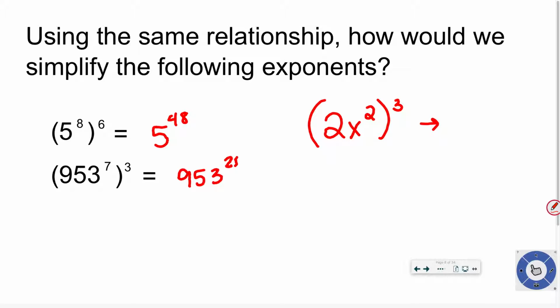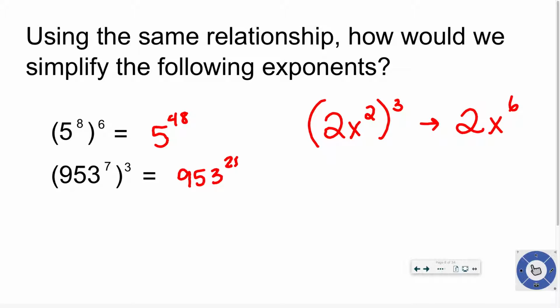So how about this one? What do we think? 2 times x to the 6. So let's talk about this. We're just going to check it. How would we check it? How do we check if our simplified expression was correct? I can expand it. Let's break it out and just see.